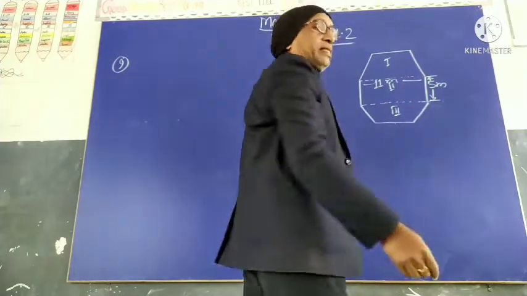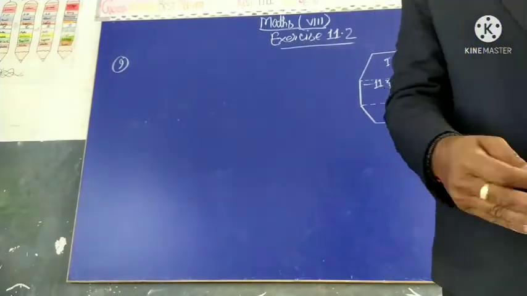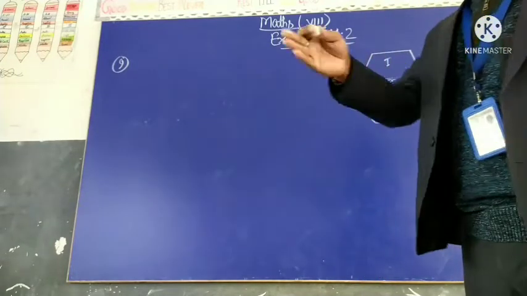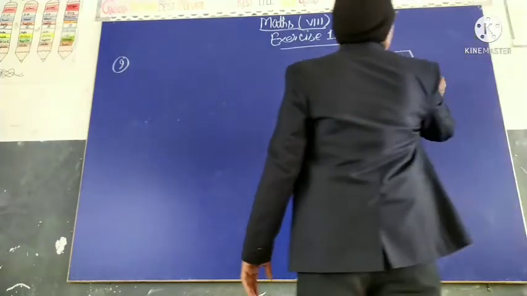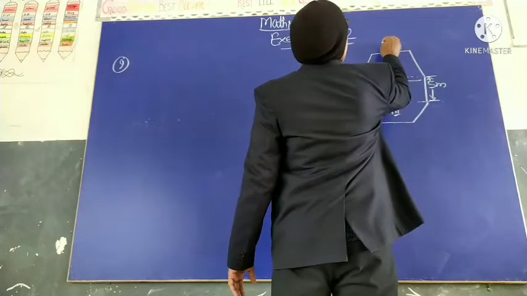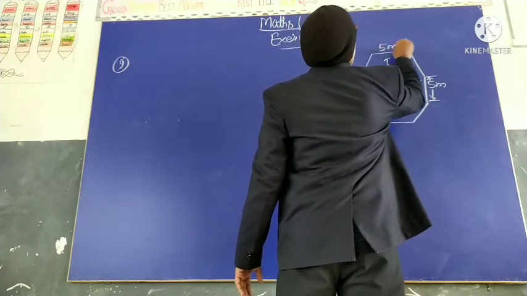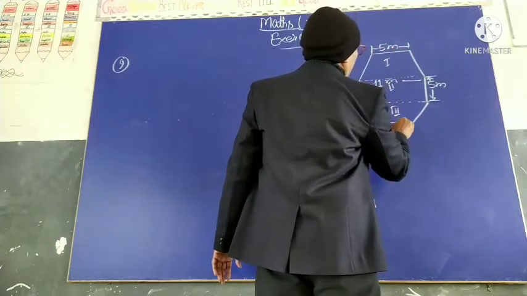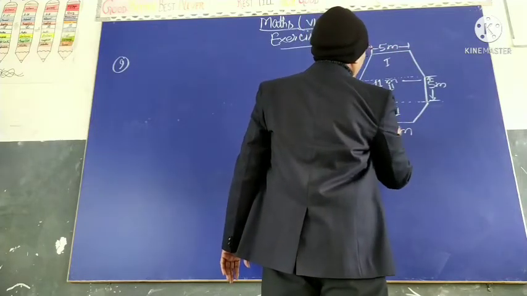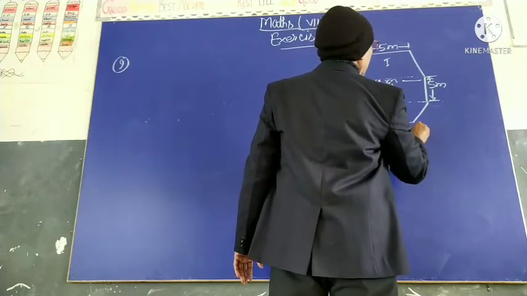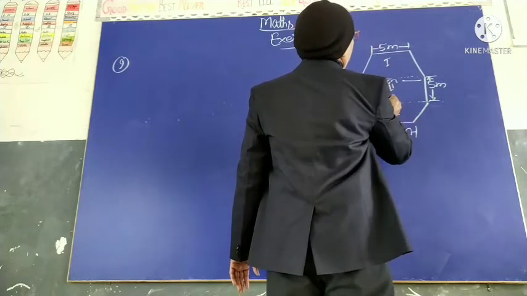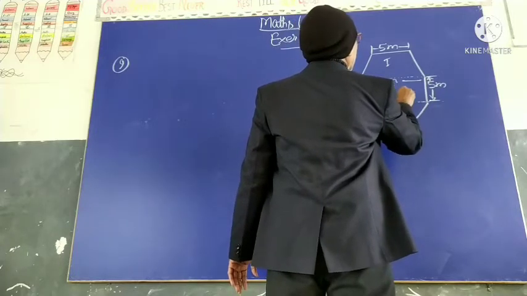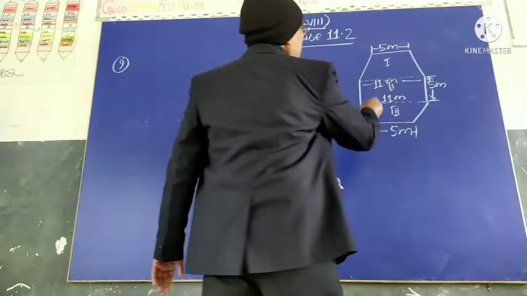And since this is a regular octagonal surface, therefore each side is equal. This means if this is 5 meter, this is also 5 meter, and this is also 5 meter. And if this is 11 meter, then this is also 11 meter. Clear?